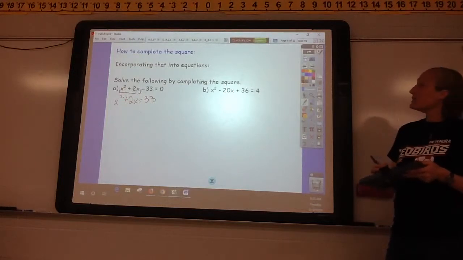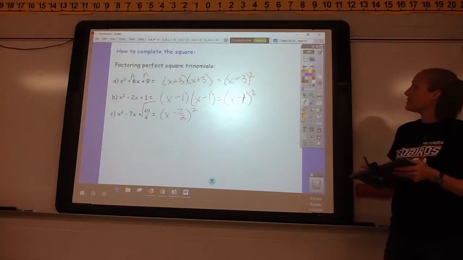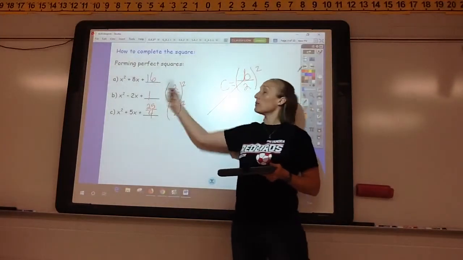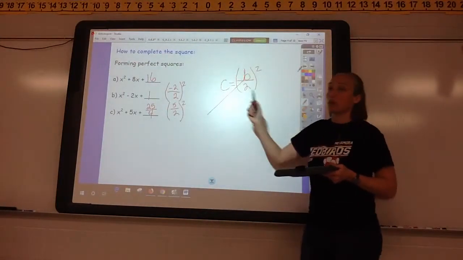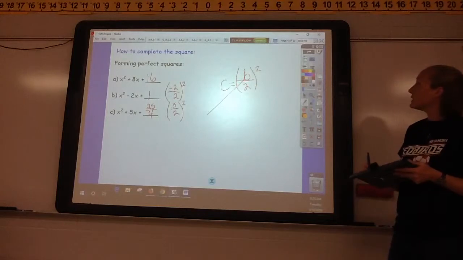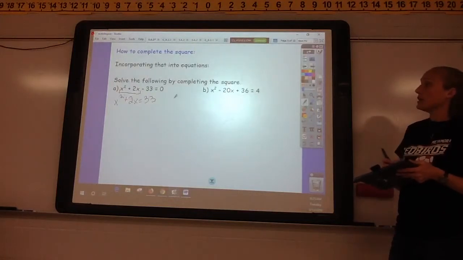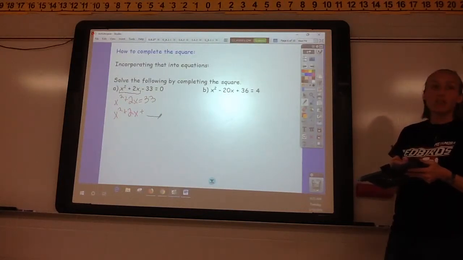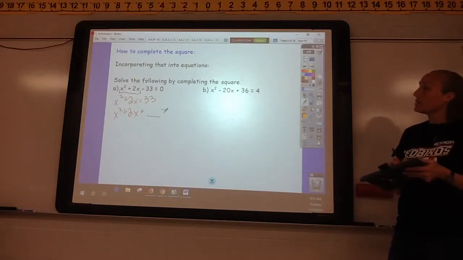And then what we've been doing to complete the square, if we go back to these ideas here, is that we've been adding on some random number, and we can find that through this formula. So that's what we're going to do here, is we're going to add on some random number. Now, in an equation, if I add something to one side, I have to add it to the other. So what I'm going to do here is I'm going to set up x squared plus 2x plus blank, I'll find that number in a second, equal to 33 plus blank.